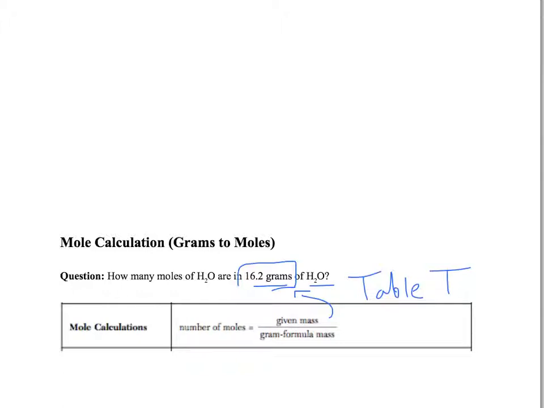Let's write that out now. Given mass equals 16.2 grams of H2O.